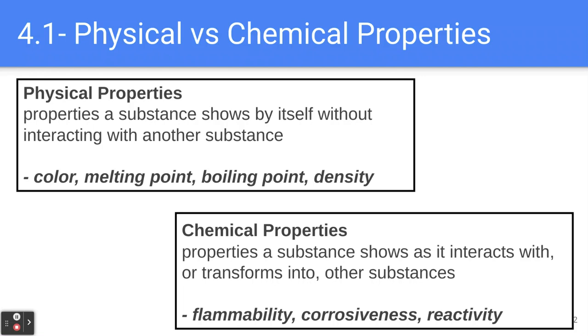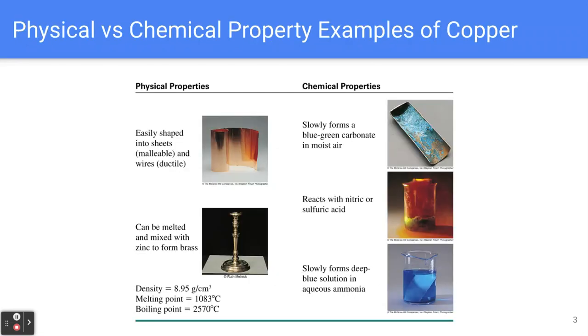Now, a chemical property is a property that will show how it interacts or transforms with other substances. So things like flammability, corrosiveness, reactivity, how reactive it is, really is the chemical property. So if we think about copper, for example, we've got physical properties on the left and chemical properties on the right. So copper is malleable, which means it can be formed into sheets or foil, and it can be shaped into wires, which is called ductility.